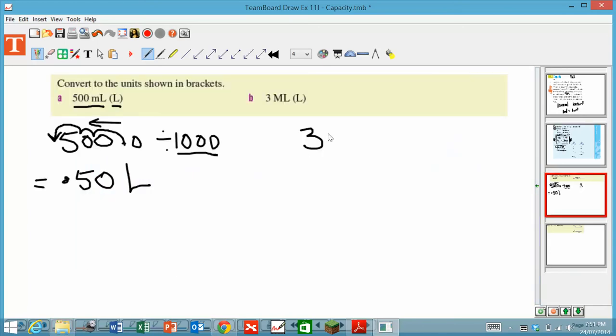Okay, so 3, there's my decimal point there, and I'm multiplying, so 3.0 megalitres, multiplying it by 1,000 litres. All right, so I'll just put the L there so I know that's what I'm converting to. So I'm going to do this one a little bit different. I'm going to put my 3 there and my 0.0. I'm moving this time because I'm multiplying. I'm moving it to the left this time.